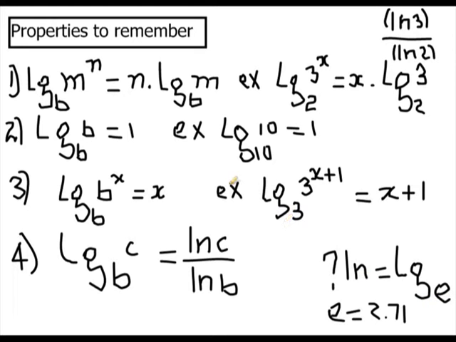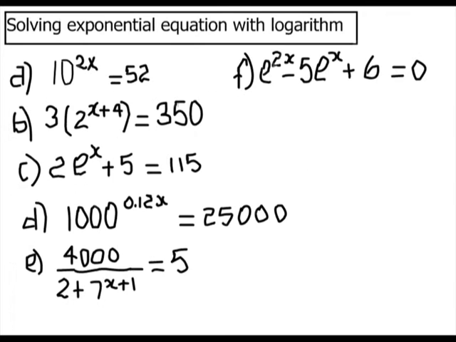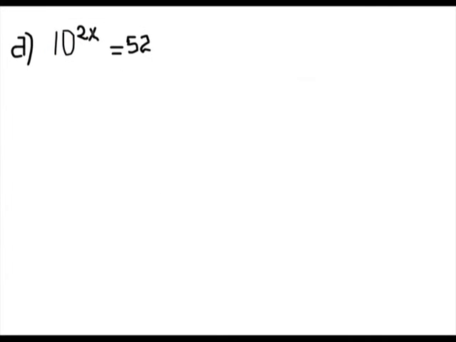Okay, now let's go back to our problem. We have 4 equations. Let's go to the first one. Okay, welcome to the first equation. This is really easy. I have 10 to the power of 2x equal 52.